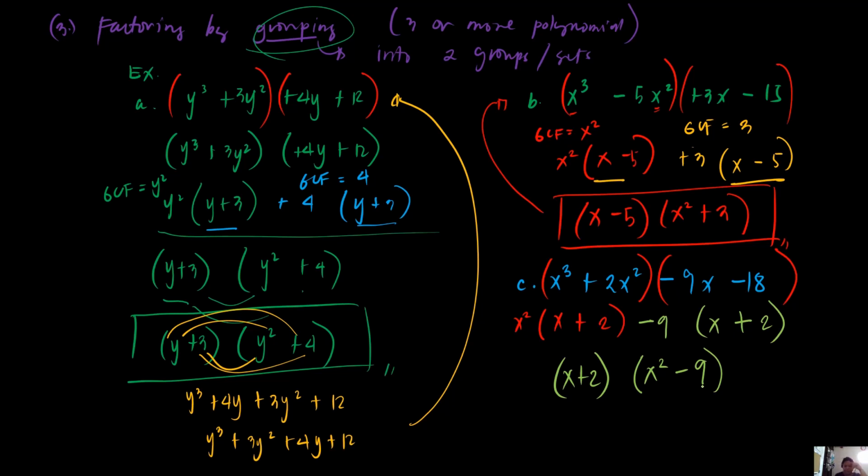Look at the second one, x squared minus 9. As you can see, 9 is a perfect square, and also the operation is subtraction. So, we can apply the difference of two squares. So, you have x plus 2.